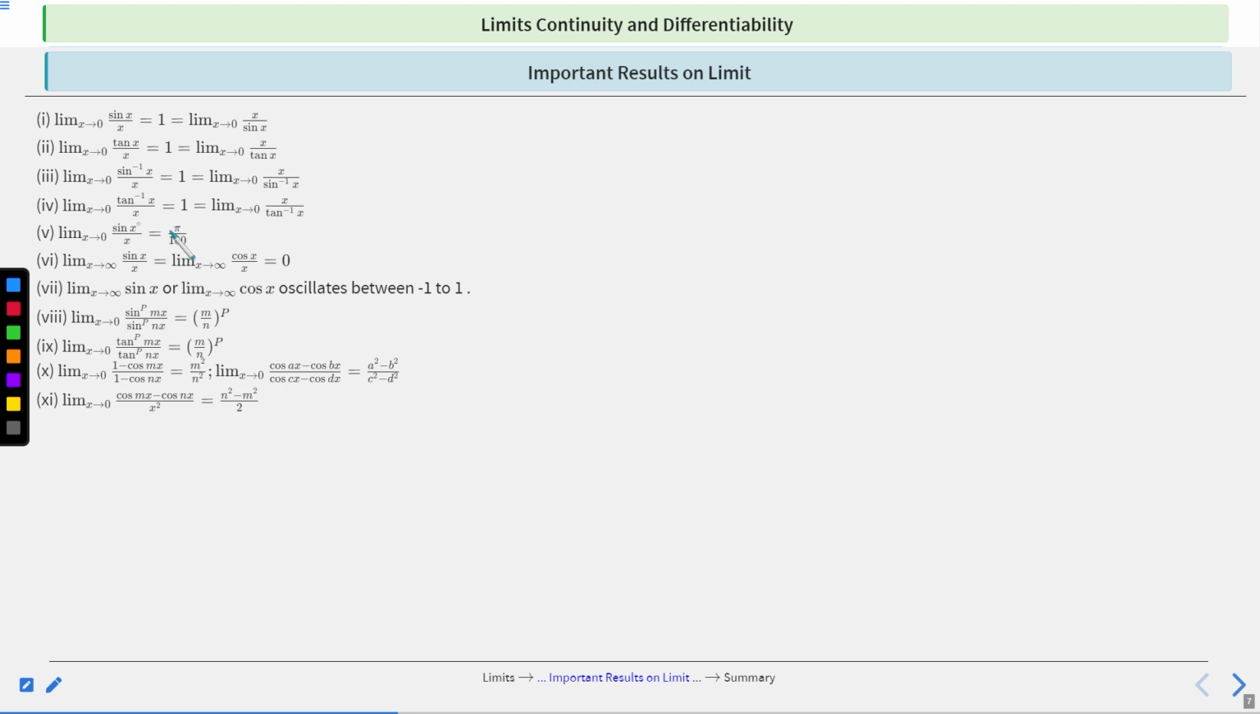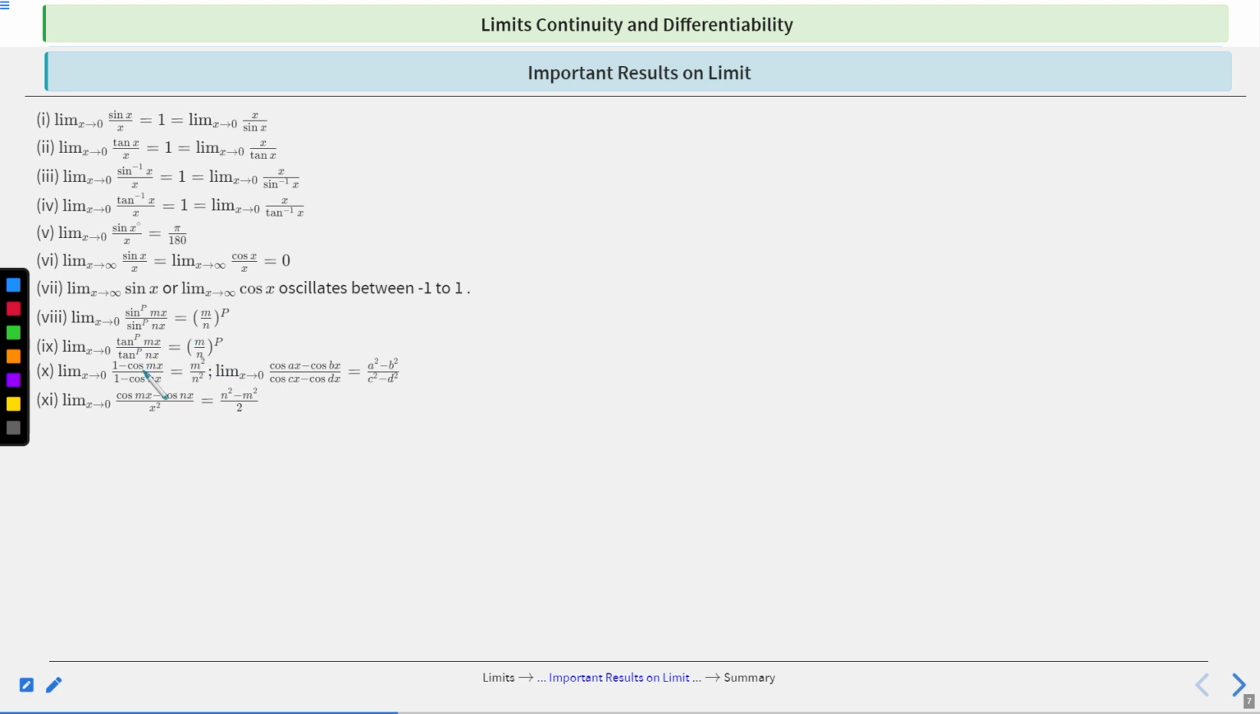Also, limit x tending to 0 of sin x in degrees upon x is equal to pi upon 180, right? Limit x tending to infinity of sin x upon x is equal to limit x tending to infinity of cos x upon x, which is equal to 0. Also, limit x tending to infinity of sin x or cos x oscillates between minus 1 to 1, right? Limit x tending to 0 of (sin mx upon sin nx)^p is equal to (m upon n)^p. Also, limit x tending to 0 of (tan mx upon tan nx)^p is equal to (m upon n)^p.